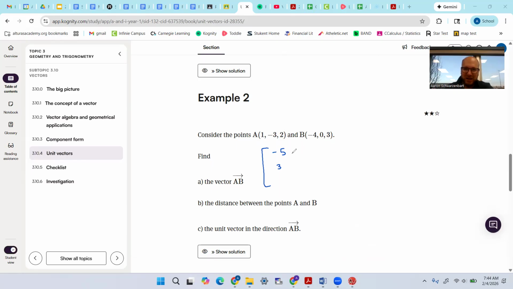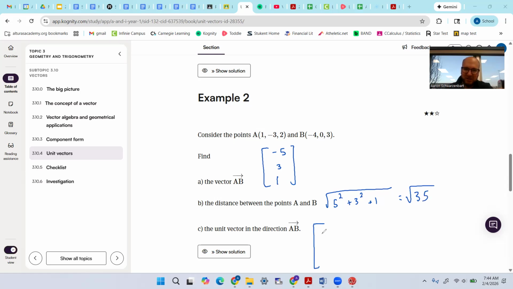And it's what am I adding to these? From 2 to 3 is 1. What am I adding to the points from A to get to B? The distance between them is the magnitude of the vector. That's square root of 35.